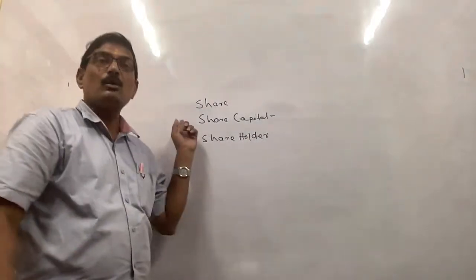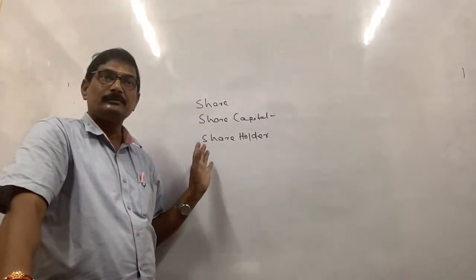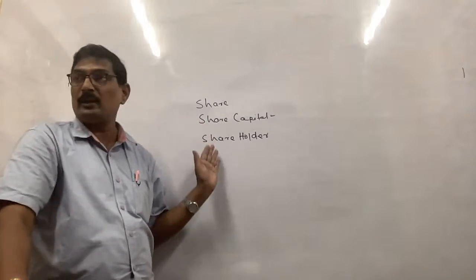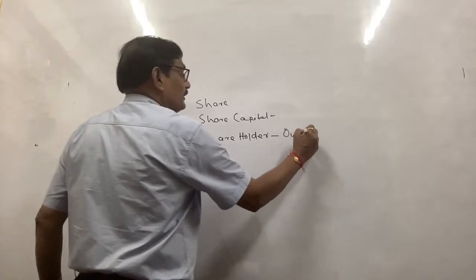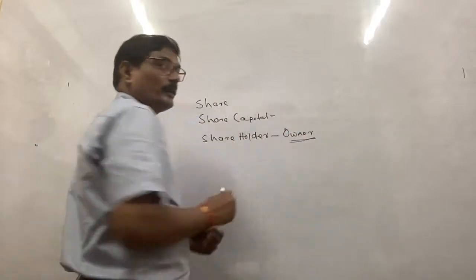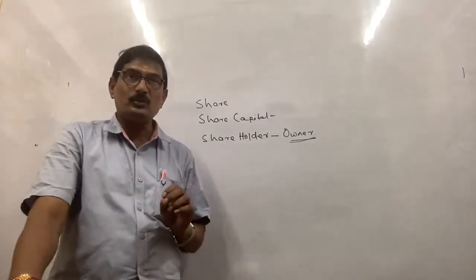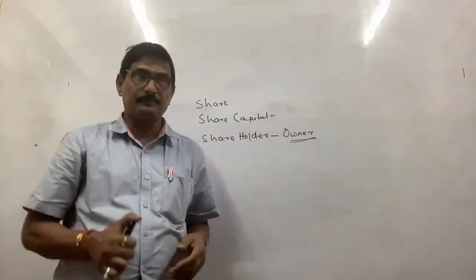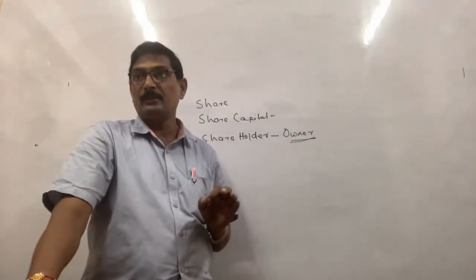So the total amount raised by issuing shares is known as share capital, and the holder of each share is known as shareholder. Shareholders are the owners of the company. Remember, they are the real owners. So what is the company doing? The company is sharing the ownership among the people, right?